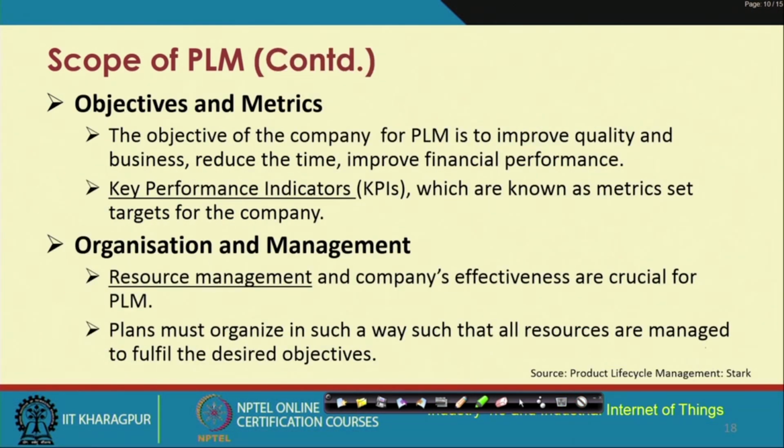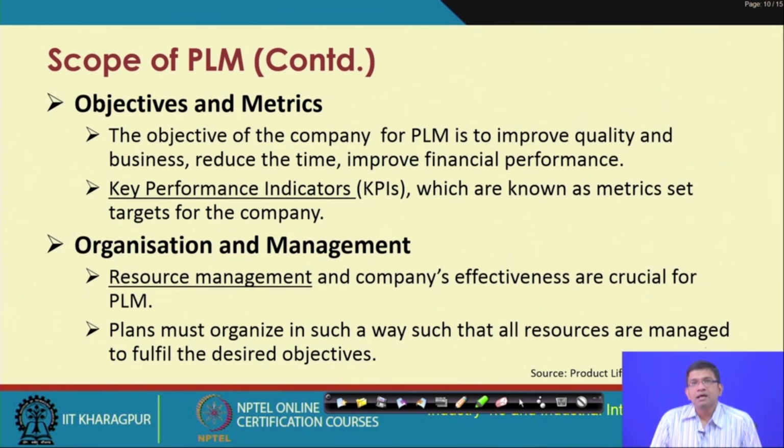The objective of a company for PLM is to improve the quality and business, reduce the time, and improve the financial performance. So, KPIs, key performance indicators, are considered in the companies. These are metrics that are targeted by the employees to be achieved towards the development of a particular product. The next thing is the organization and management. Here we are talking about resource management aspects and the overall management of the different resources. Resource management means all kinds of resources including the product, the infrastructure, the human resources and all kinds of resources. The management aspect of it should also be a consideration alongside.